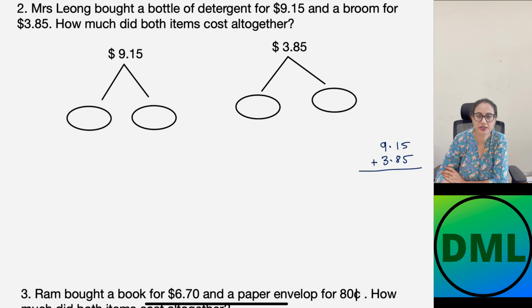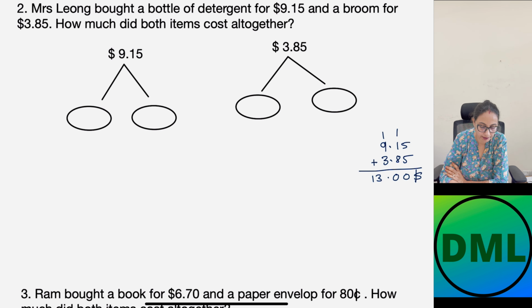5 plus 5 is 10. So this will be 0 here and 1 carryover. 8 plus 1 plus 1 is 10 again. So that will be 0 here, 1 carryover. 9 plus 1 is 10 and 10 plus 3 is 13. So my answer is $13. Let's do it with the second method here.